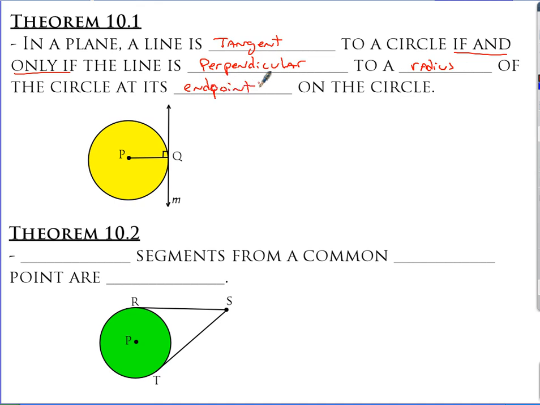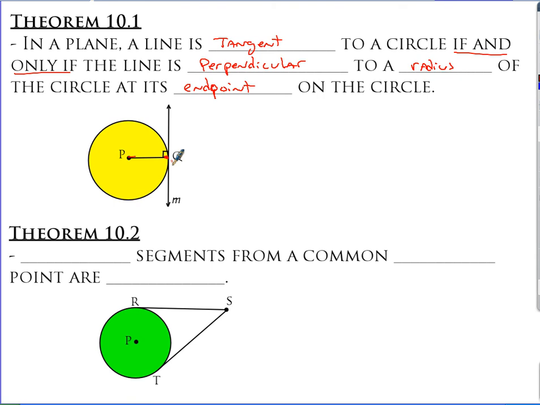So the last part, at its endpoint on the circle, just makes sure that you're talking about the radius and you're at the endpoint that's out here on the circle. So we would say that this line is tangent if and only if it's perpendicular to the radius. Okay? So this is a very interesting property. It's very helpful to calculate lots and lots of different problems. If this line is tangent, you know it's perpendicular to the radius. Or vice versa. That's what if and only if means. You can go both directions. If you know it's perpendicular to the radius, then you know that this line is tangent and it only touches once. Okay, so it goes both ways.